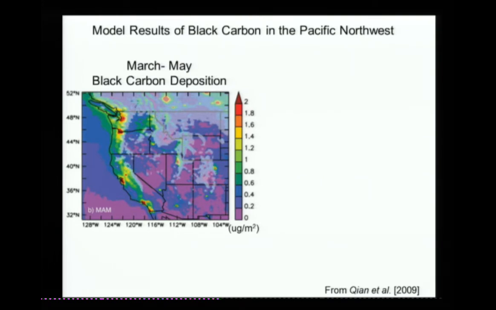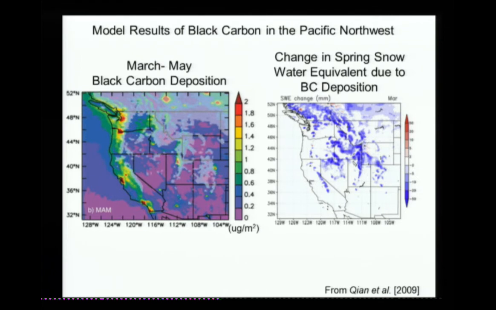Not a lot. There was a modeling paper that came out in 2009 that modeled the black carbon deposition, and we can see that we have some hot spots around Seattle and Portland. And then Chin had modeled the changes in the spring snowpack due to the black carbon deposition, and was showing that there was a decrease in the snowpack because of black carbon deposition based on his model results. But one of the challenges that we've had is that we have very few observations to actually constrain this.